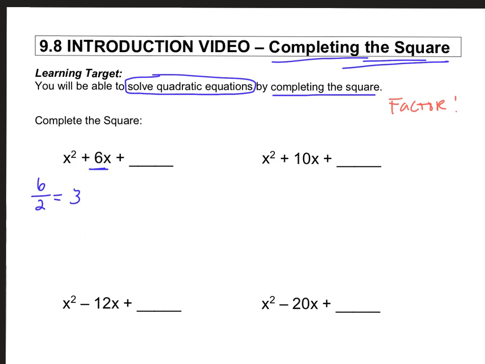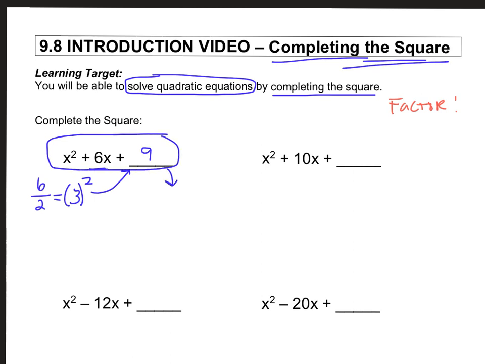6 divided by 2 is 3. Now we're not going to use a 3 because if we put a 3 right here, there are not factors of 3 that add up to 6. But all we have to do to this 3 is we're going to square it. And that's what's going to go right there. So 3 squared is 9. What we just created is what we call a perfect square trinomial.